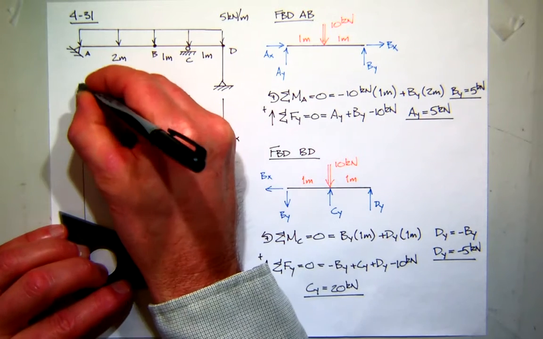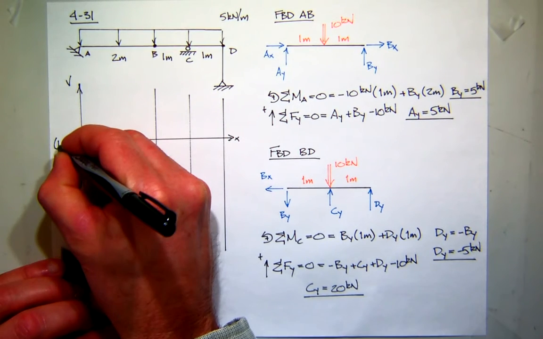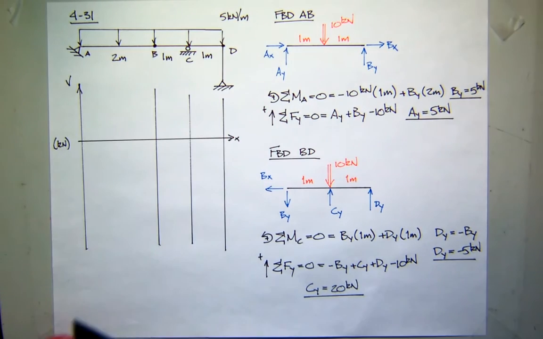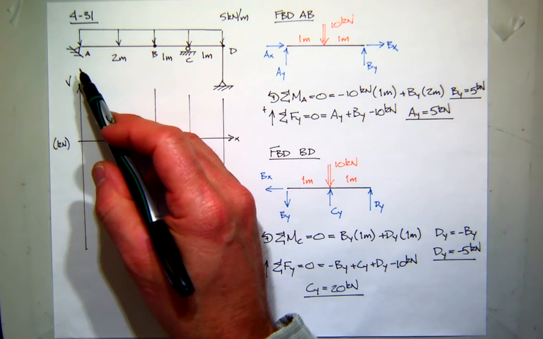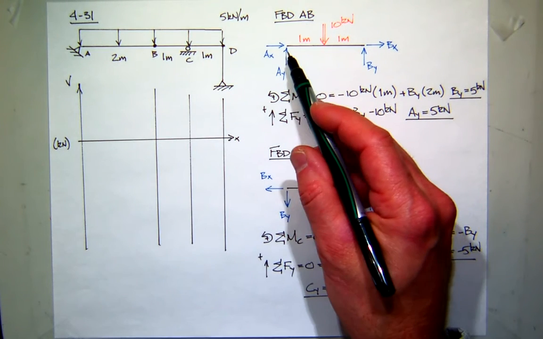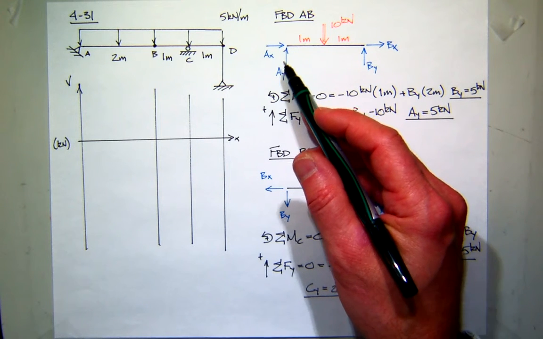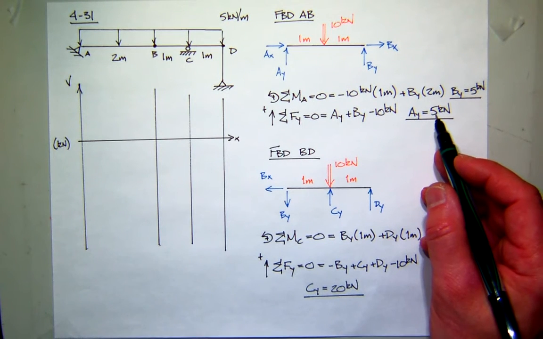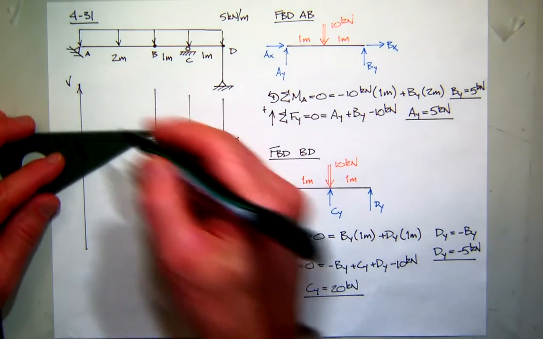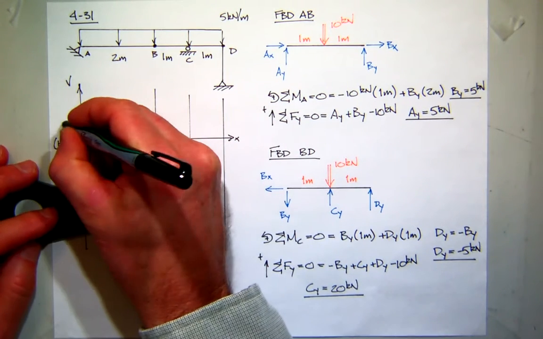So let's start off with drawing the shear diagram. All my values would be in kilonewtons. So my reaction at A, Ay, I assumed up. Is that positive or negative shear force? That's positive. And Ay is 5. So I'm going to start off at 5.